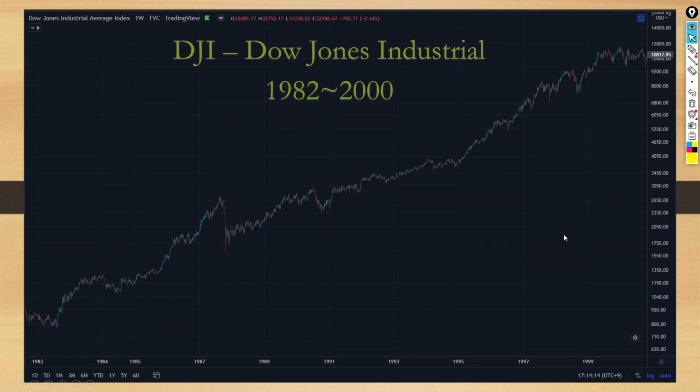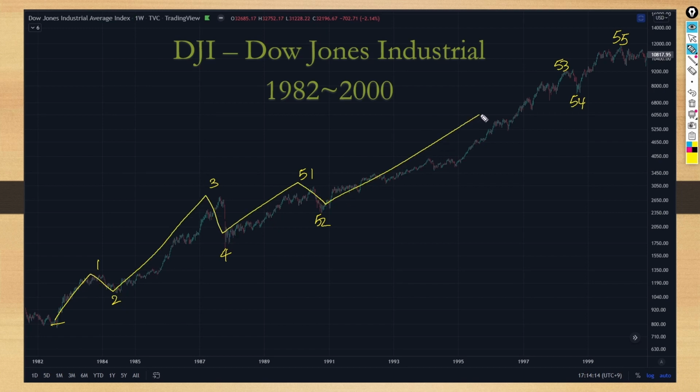Now let's apply this concept to a weekly log chart of Dow Jones from 1982 to 2000. Starting from the bottom, we have wave 1, wave 2, then we have wave 3, 4, and continuation in wave 5. So 5-1, 5-2, 5-3, 5-4, and 5-5. So in total, we would have wave 1, 2, 3, 4, 5, 6, 7, 8, and 9. 9 wave counts in total.